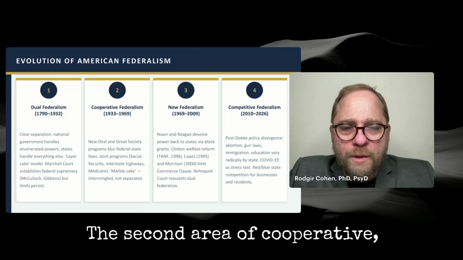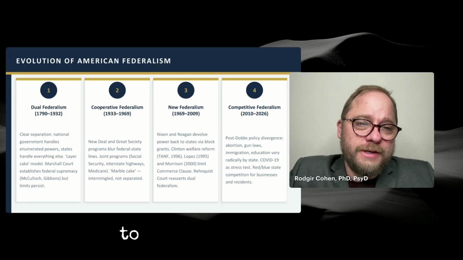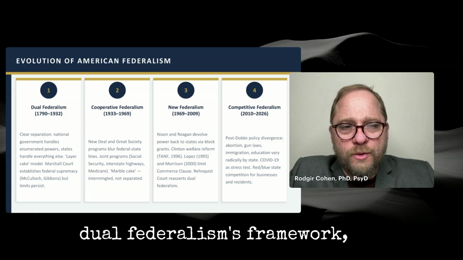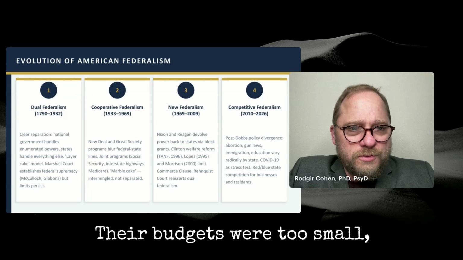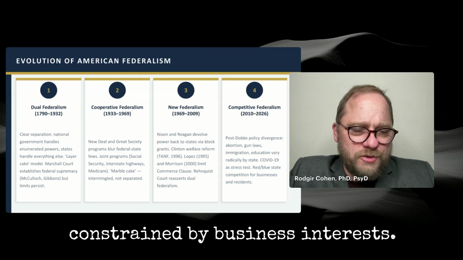The second era is called cooperative federalism. It went from 1933 to 1969. The Great Depression shattered dual federalism's framework, and the state governments could not cope with the economic catastrophe. Their budgets were too small, their authority too limited, their political will too constrained by business interests.